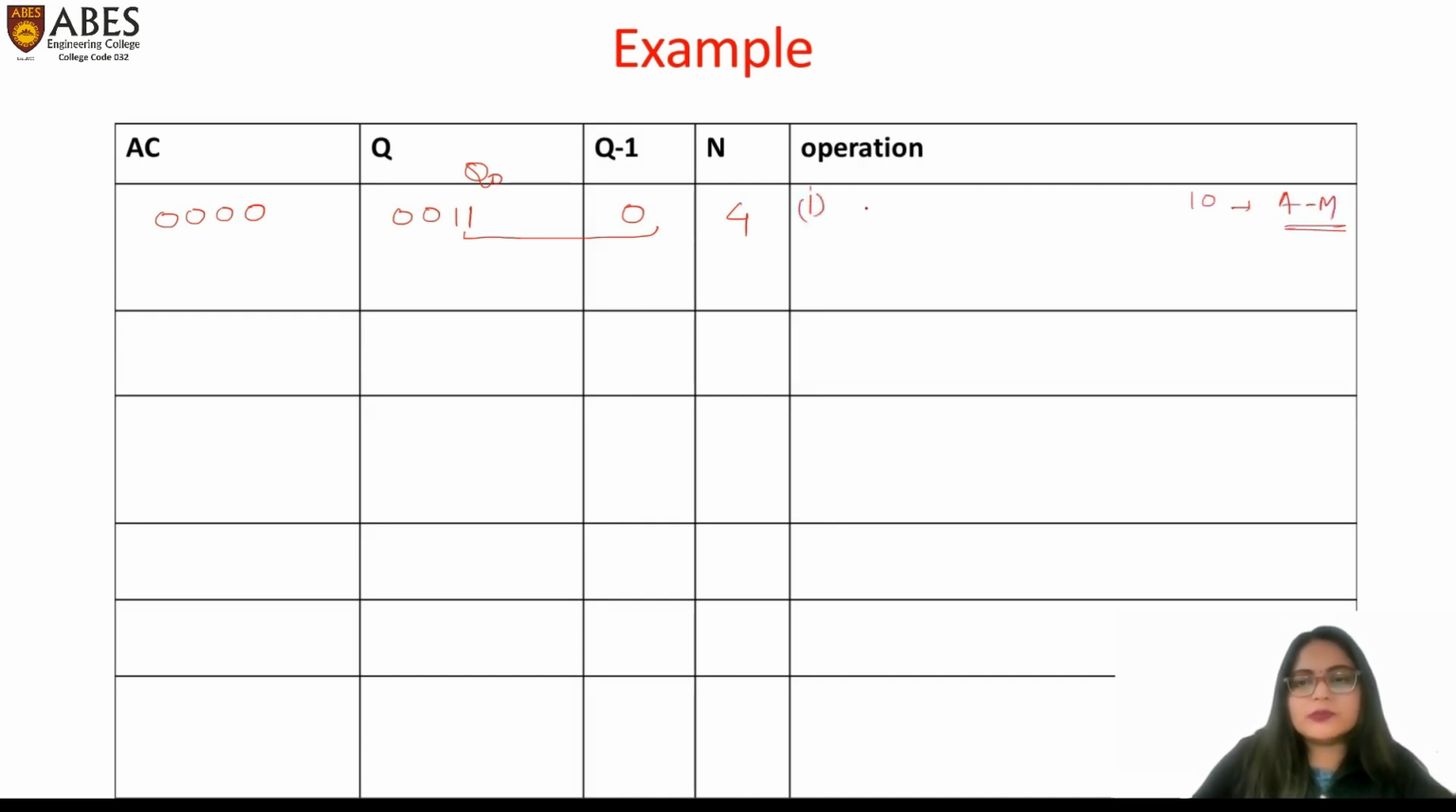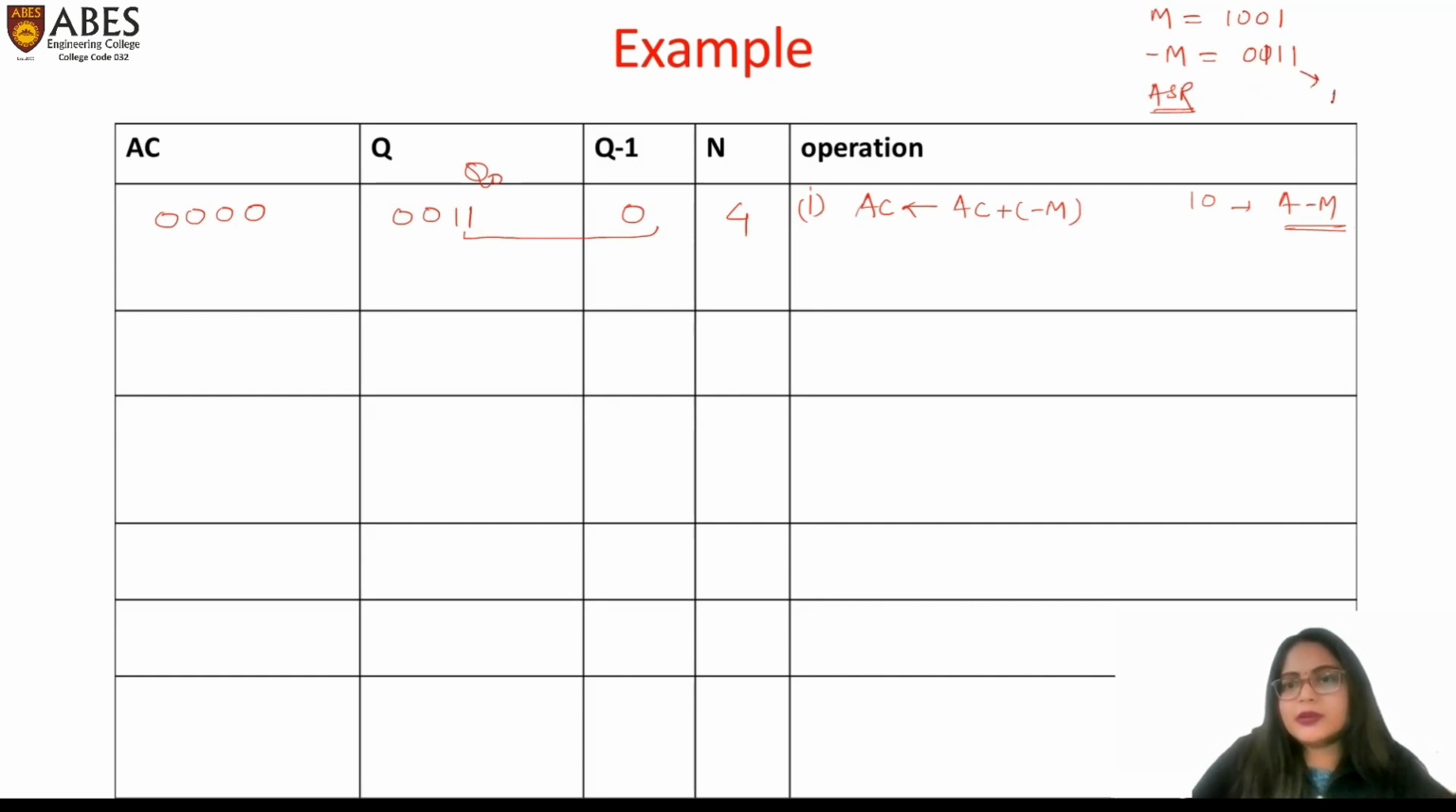So the first operation will be performed: the accumulator will be updated with the value of accumulator added with the complement value of M. So here the value of M will be 1001 and the value of minus M is 0111. Clear? And ASR, you all know that we need to shift it right.